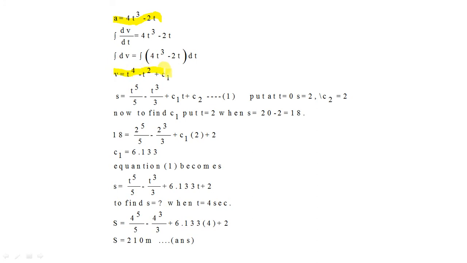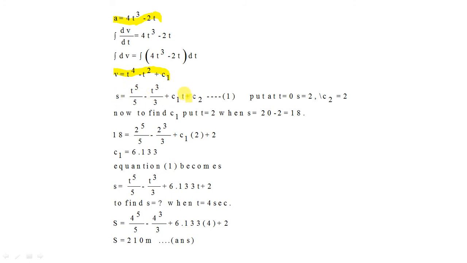In order to find out the displacement, again integrate this equation, so you will get the displacement s is equal to t raised to 5 upon 5 minus t cube upon 3 plus c1 t plus c2. We have integrated this equation again. Now put t is equal to 0, s is equal to 2, because it is given that when t is equal to 0, s is equal to 2.